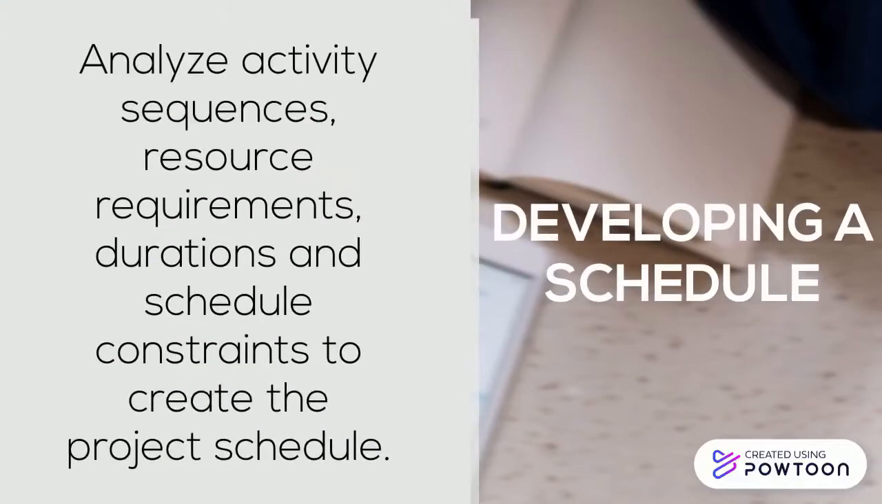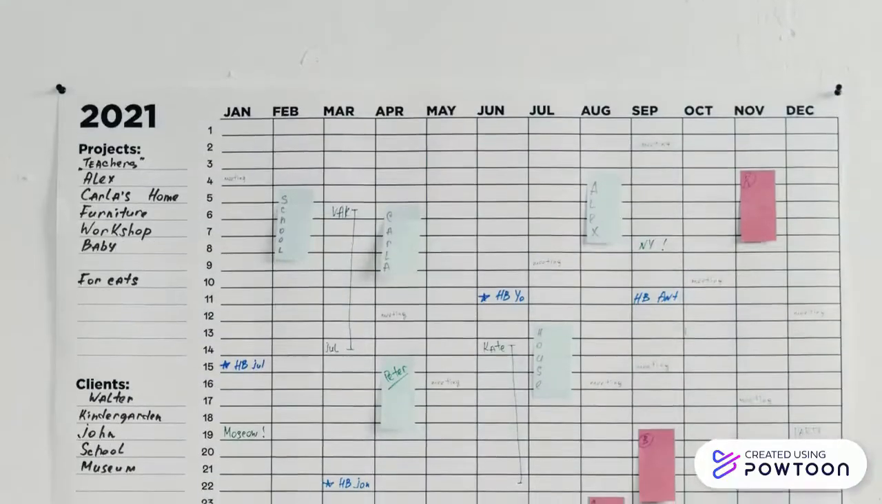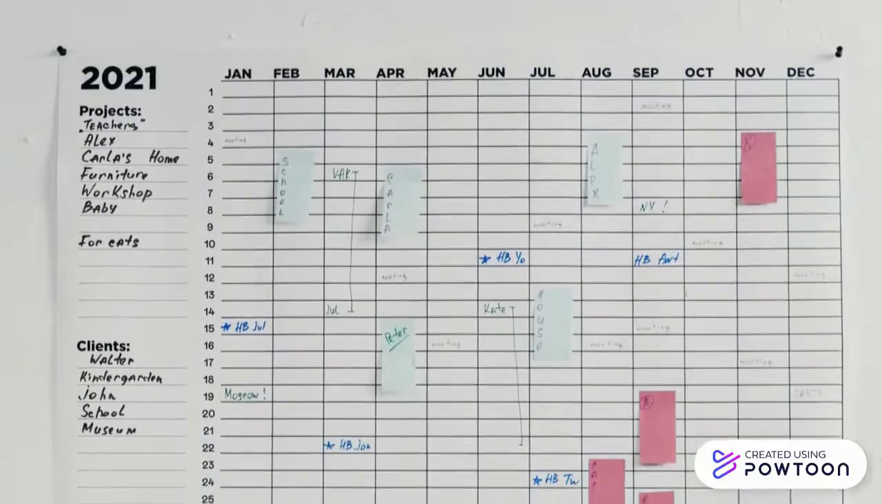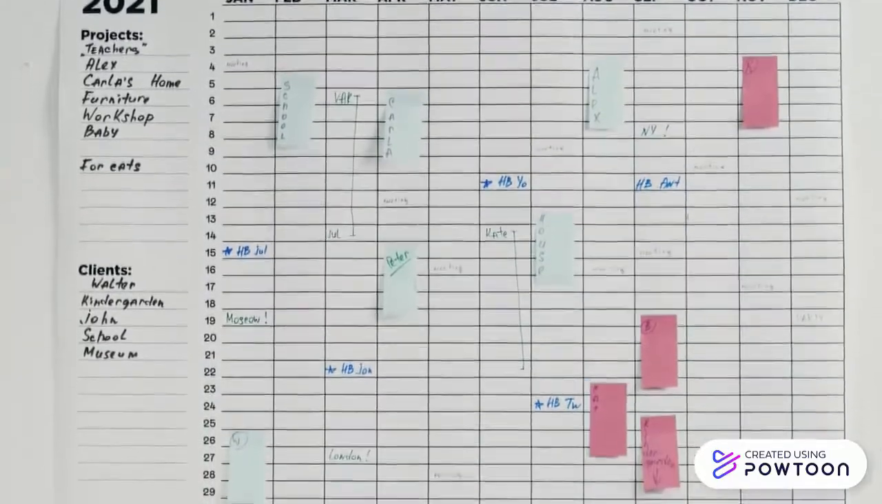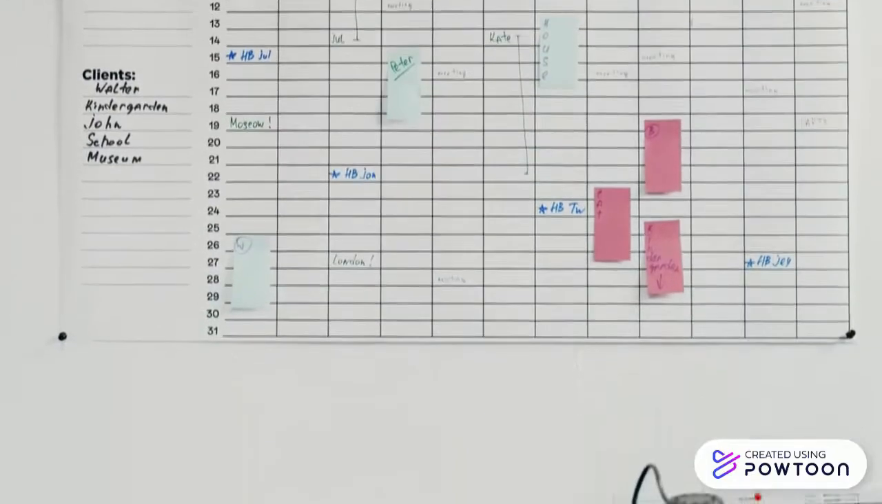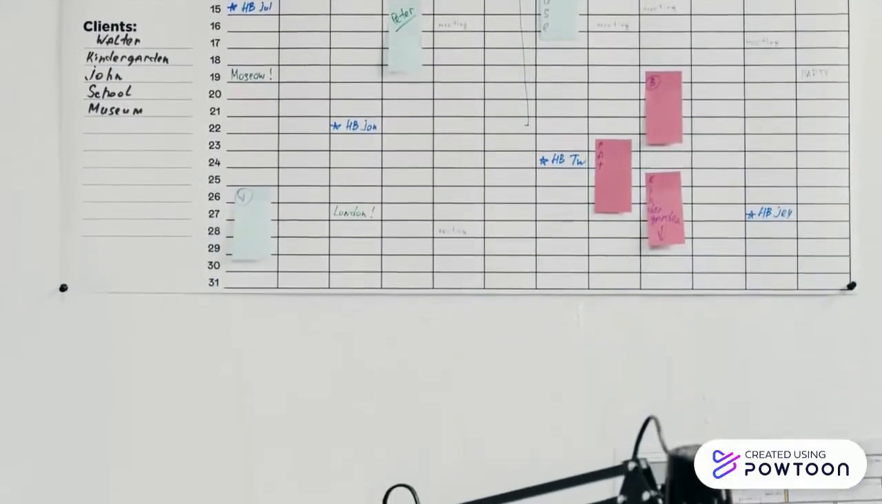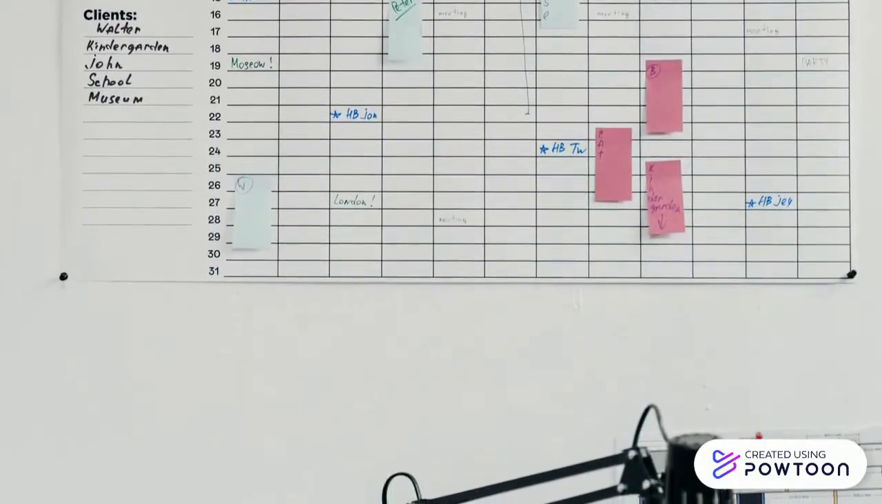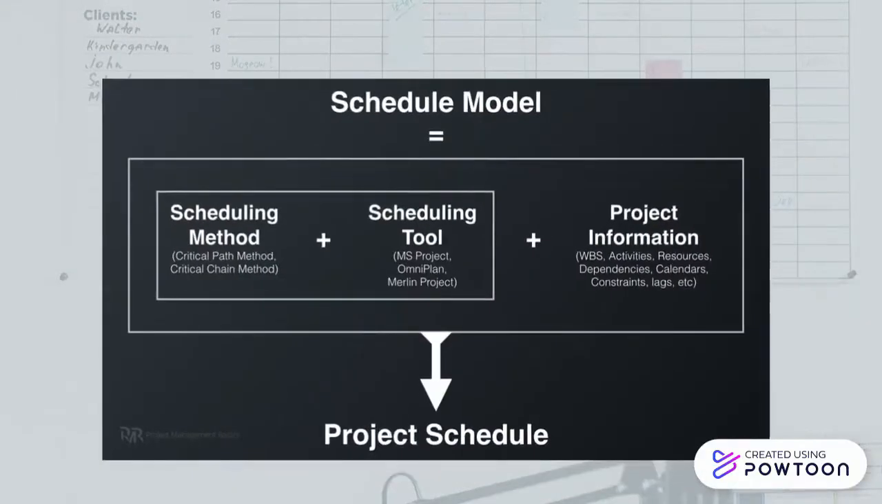To develop a schedule, project managers need to analyze activity sequences, resource requirements, durations, and schedule constraints to create the project schedule. The advantage of this process is that by using different inputs and resources like schedule activities, duration, logical relationship, and resource availability with the scheduling tools, it creates a schedule model with the planned dates for completing the project activities.